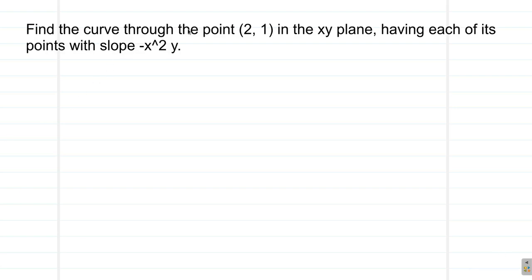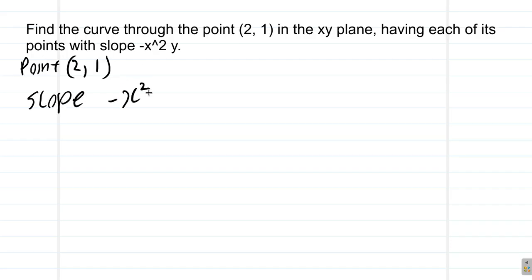Find the curve through the point (2, 1). Let me just make a note here. The point is (2, 1) in the xy plane, having at each of its points a slope; the slope is negative x squared y. Okay.